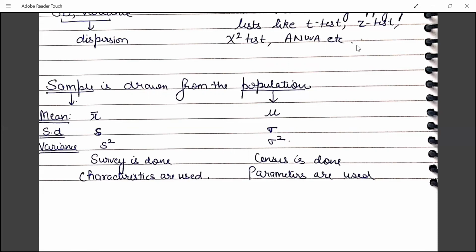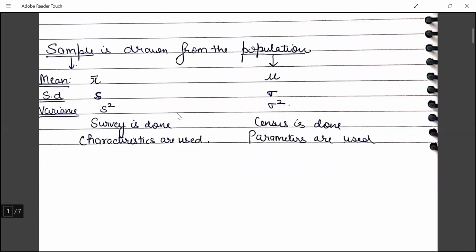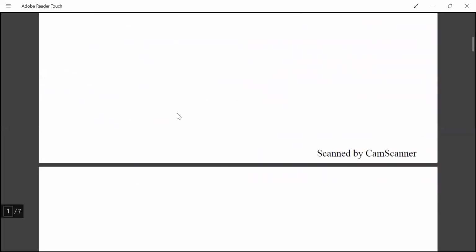Different variables that we use to calculate them are depicted by different letters. In case of population, we will use Greek letters like mu for mean, sigma for standard deviation, sigma square for variance. Whereas in case of sample, we will use Latin letters like X bar for mean, S for standard deviation, S square for variance. Next comes the word variable.